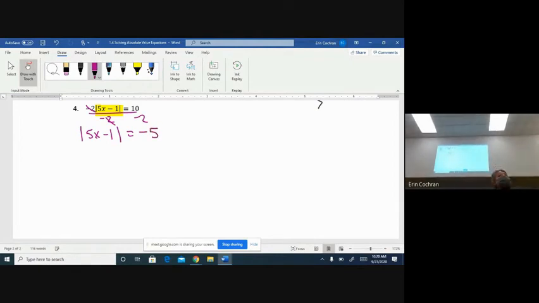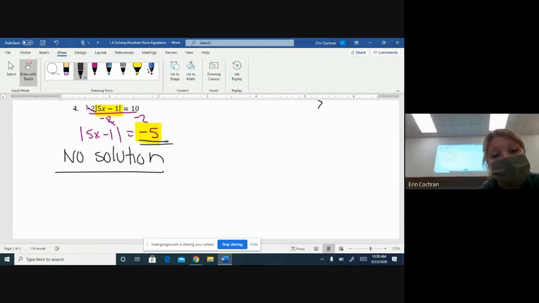All right, is my absolute value isolated now? Yes. Now we look at our answer, and we have a negative 5. Is there a number that is negative 5 units away from 0? No. You cannot have a negative distance, right? So what is my solution? There is no solution. As soon as you see this negative 5, you cannot take the absolute value of anything and get a negative number, because it's distance. Negative 5 is not a distance. So that is no solution.